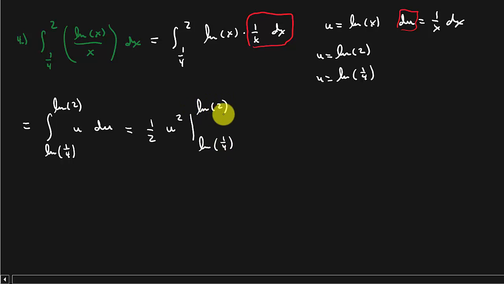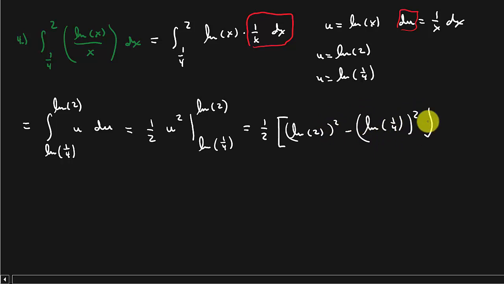All right. So this is going to give me 1/2 times natural log 2 squared minus natural log 1/4 squared. And for this one, just throw that into your calculator, and you should get negative 0.721. All right. Now notice I left the 1/2 outside here.